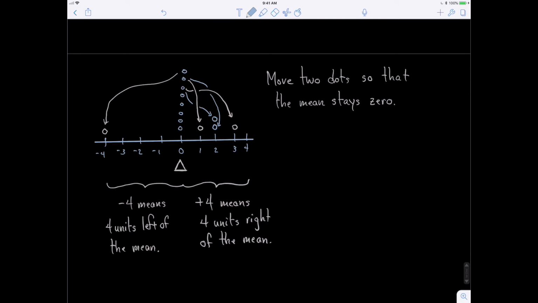We're going to stop here. In the next lesson, we're going to try one more challenge problem to try to keep the mean balanced.